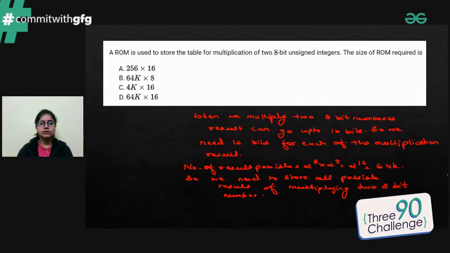So what is the answer for this? It is similar. 64k into 16-bit is the answer. So here the keyword is there to make you confused, like is there something they have added in the question or not? But using this keyword, the answer hasn't changed. It is same as 64k into 16. So the size of room required here is 64k into 16.